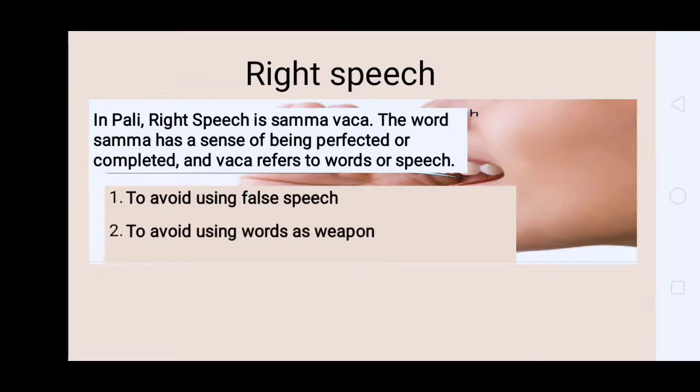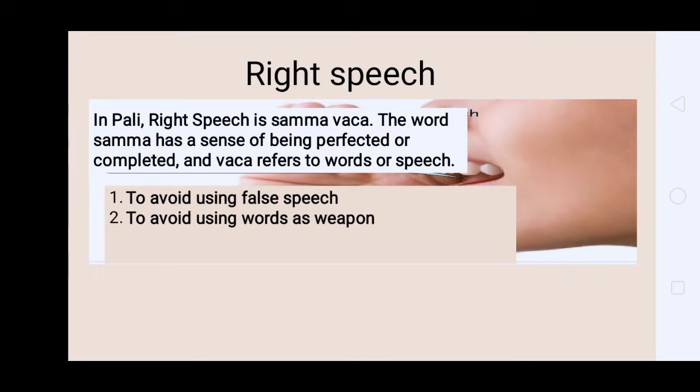Then next, on the second is to avoid using words as a weapon. So gitudlo sab diri nga ang pag-avoid nga gamiton ang words as a weapon, no?